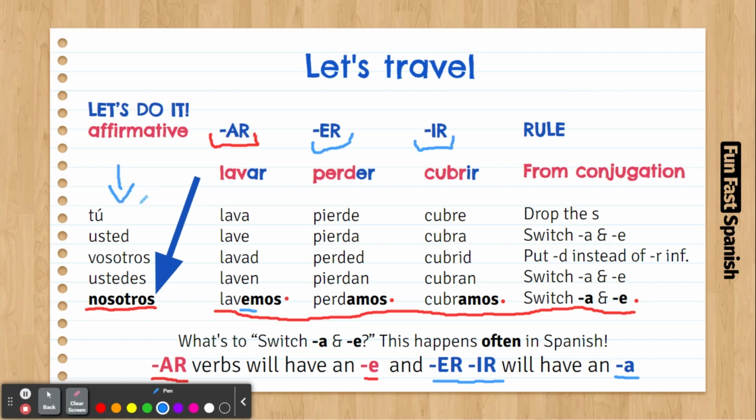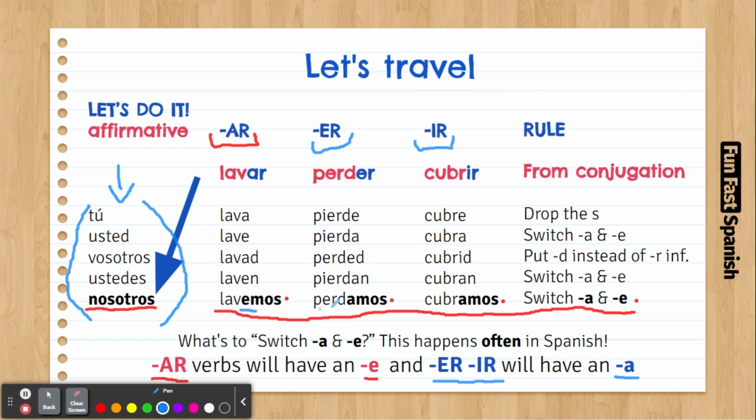You don't use the personal pronouns when you are saying let's do something. You're going to omit the personal pronouns. Also, when you talk about imperatives, we don't use the personal pronouns. We never use these personal pronouns, so you just omit them. So let's wash the car. Lavemos el carro.